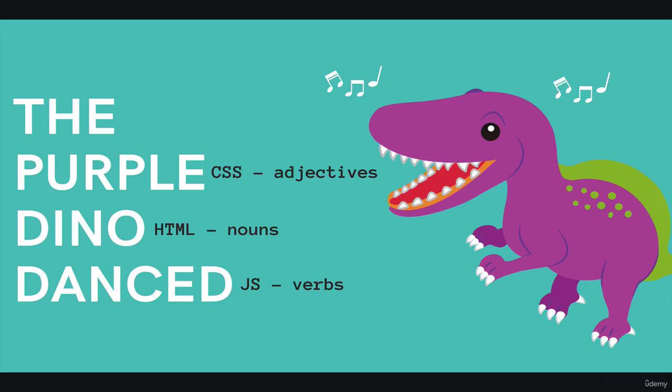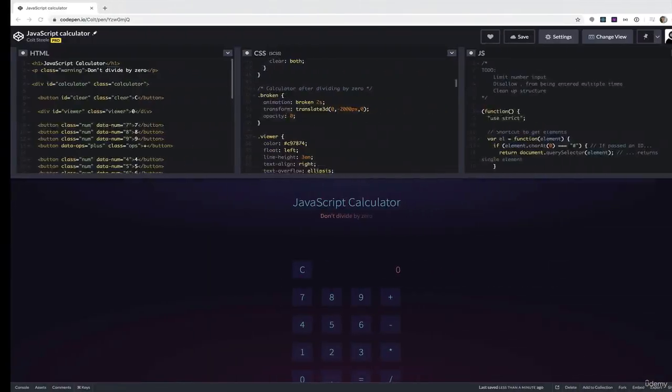Then we have purple, which is an adjective. The purple dino, it describes the dinosaur. That is what CSS does. It helps us describe HTML elements, things on the page. Make this purple, make this much wider, change the font size, give it a border, give it a shadow. And then we have the JavaScript, the verbs here, danced. The purple dinosaur danced. It's the action, the things that it's doing, the verbs. JavaScript is one we'll focus on in just a moment, but let's start with HTML and CSS.